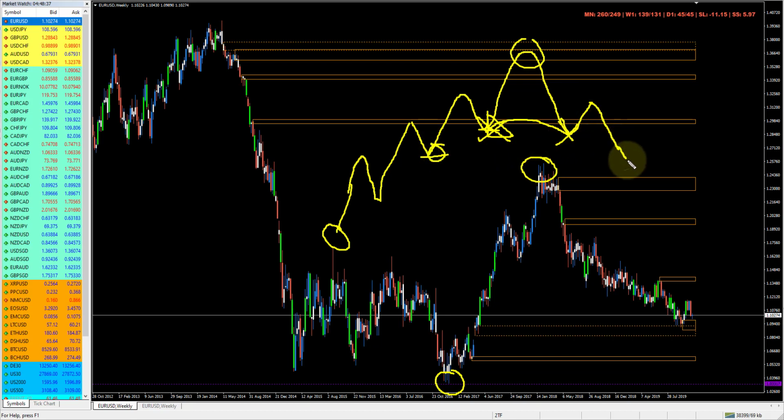Once price tests this area, you can no longer buy here and you can no longer buy here. So you look down, the next one is here. Once it bounces, which it likely does, you can't buy here, can't buy here. So you keep on doing this. And notice that price is already down here. Price is referencing this buy zone here, which was maybe this one, because we're getting pretty close to the origin.